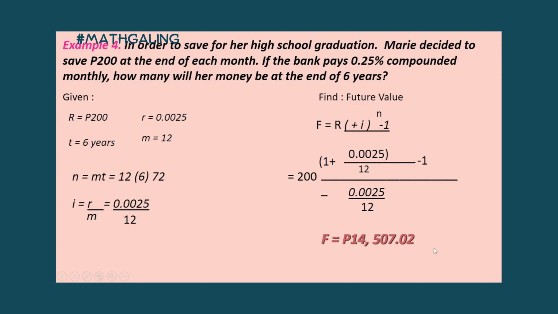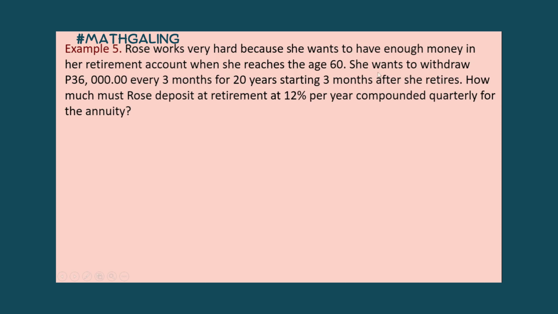Rose works very hard because she wants to have enough money in her retirement account when she reaches the age of 60. She wants to withdraw 36,000 every 3 months for 20 years starting 3 months after she retires. How much must Rose deposit at retirement at 12% per year compounded quarterly for the annuity? Given R equals 36,000, time is 20 years, rate is 0.12 and M equals 4. So the number of payments is 80 while the interest is 0.03.